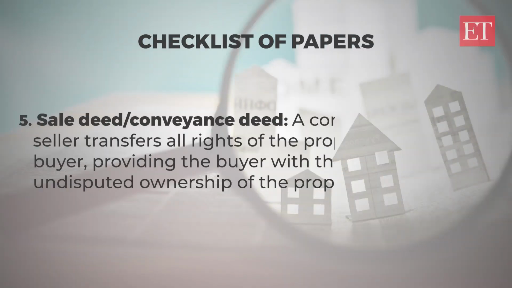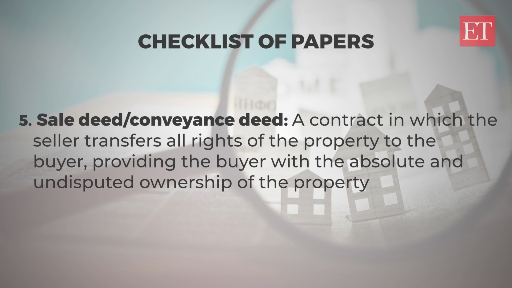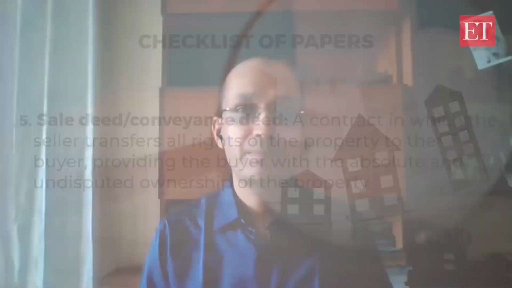Talking about the conveyance deed or the sale deed, this is the contract in which the seller actually transfers the rights of the property to the buyer, right? So it gives the buyer the absolute undisputed ownership of the property. Essentially, it becomes freehold property in the hands of the buyer. So these are some of the important documents that buyers need to be aware of.